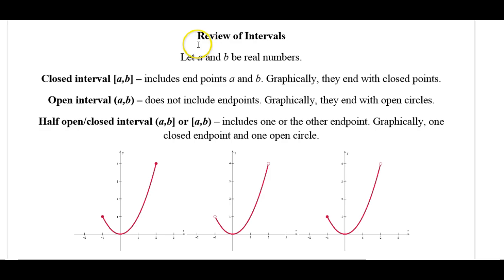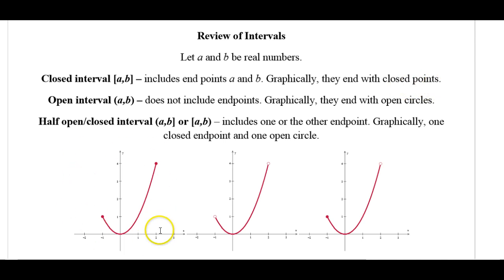Extreme values. Alright, before we get started, we're going to do a quick review of intervals and interval notation. So suppose a and b are real numbers. Then a closed interval has the notation with closed brackets around the endpoints a and b. And the closed interval means that we include the endpoints a and b. So graphically what this means is that the closed interval ends with closed points.